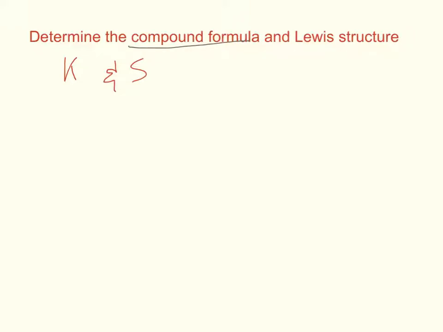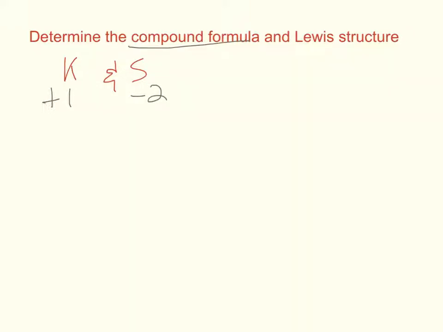The valence shell is the number of electrons in the last orbit of our element, and that's what makes them chemically reactive. Potassium is in group number 1, so it has a positive 1 charge, and sulfur is in group number 6, and it has a negative 2 charge.